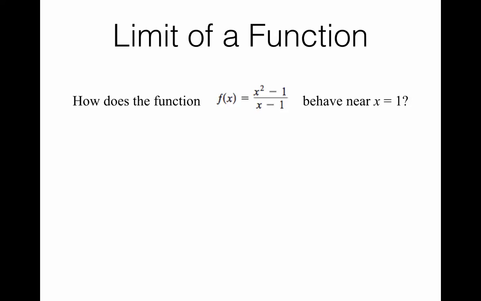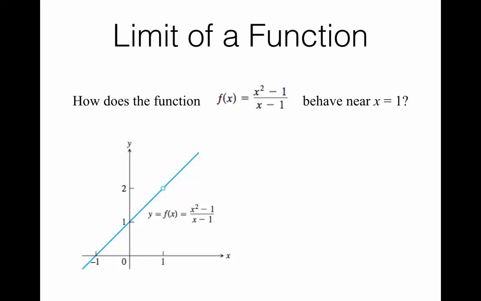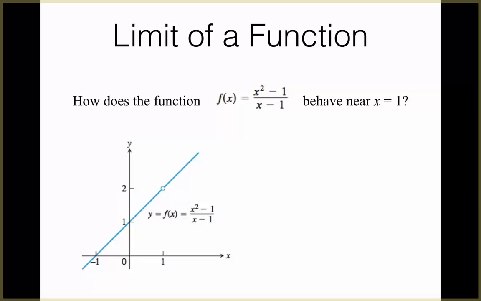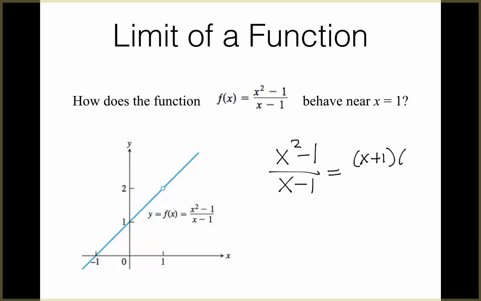Let's first look at the graph of this function. The graph of f has a little hole at x equals 1, and the graph of f actually looks like a straight line except for that hole at x equals 1. And we'll see why in a second. So consider the rational expression x squared minus 1 over x minus 1. If you look at the numerator, this is the difference of squares, x squared minus 1 squared. So it can be factored as x plus 1 times x minus 1.